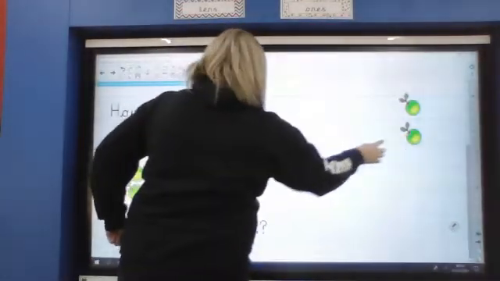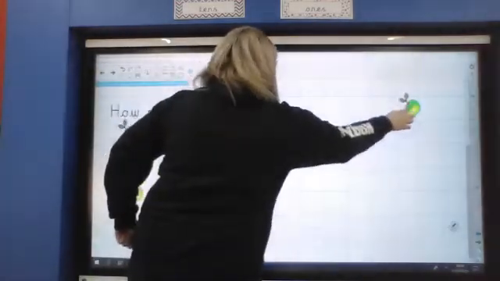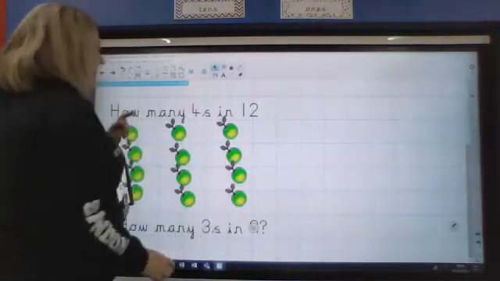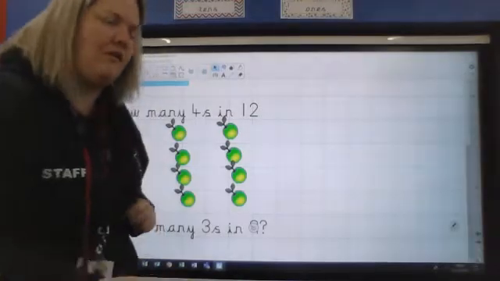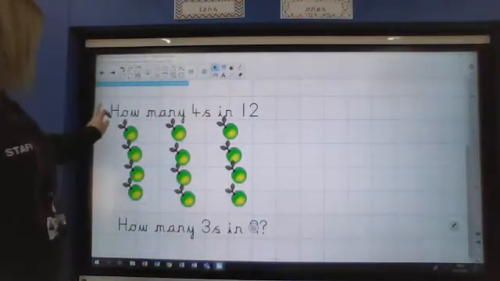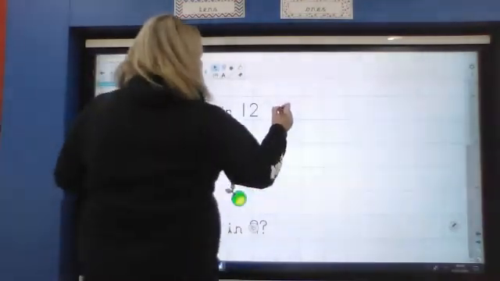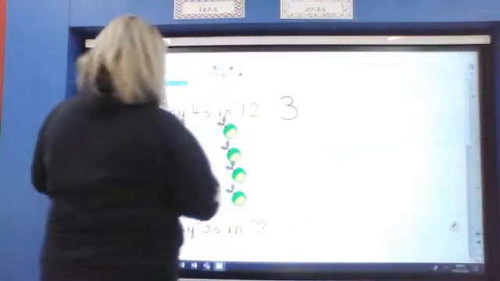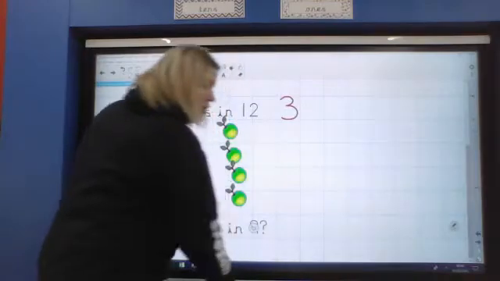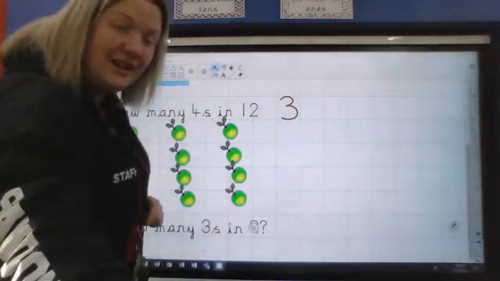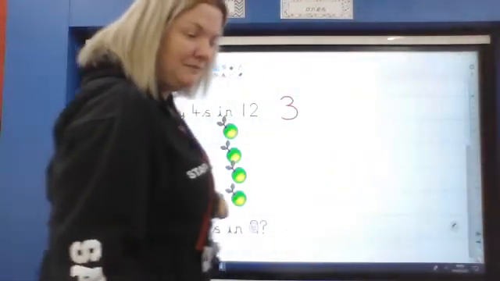2, 3, 4. How many 4s are in 12? So we've got 1, 2, 3. So we know that 3 4s are in 12. Are we getting it? Yeah?